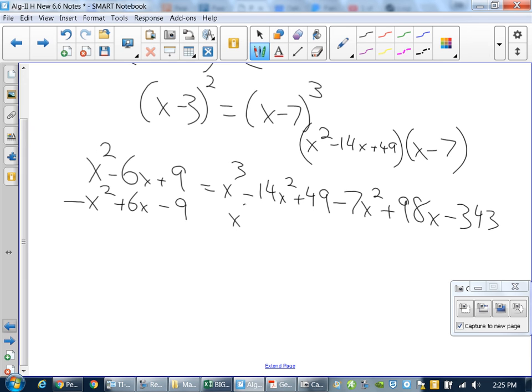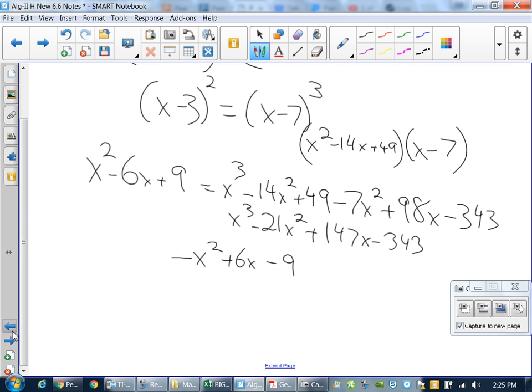So now we have x cubed minus 21x squared plus 147x. Move all this over here. Oh, I wish I could do that. It's nice, isn't it?